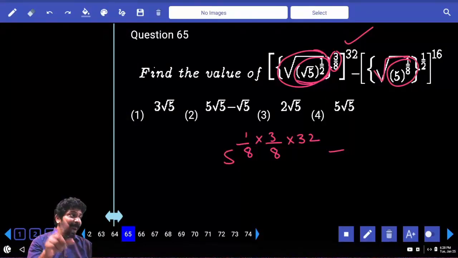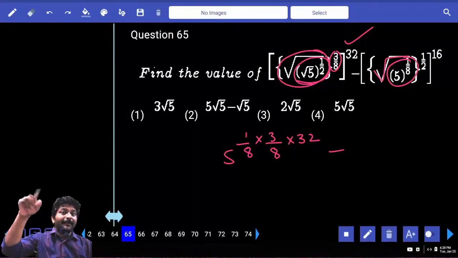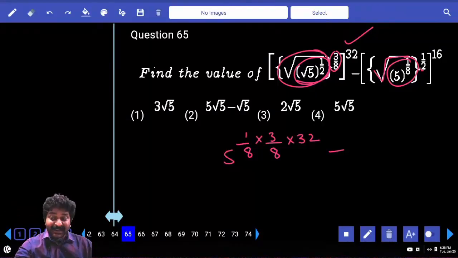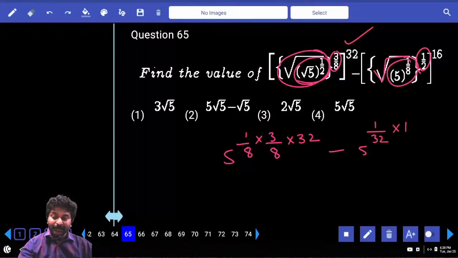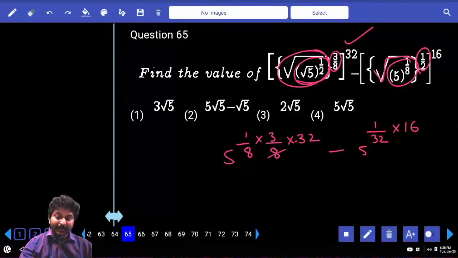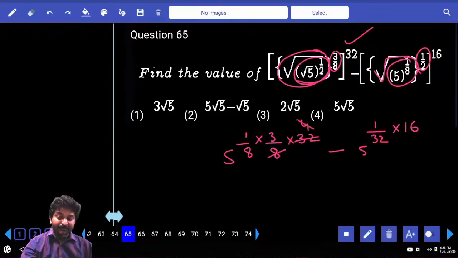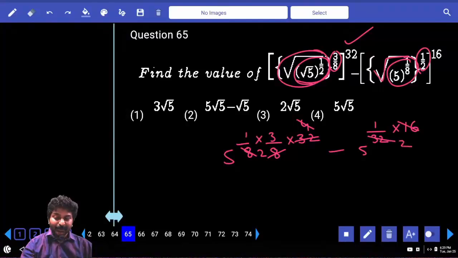Next, minus 5 power 1 by 8 under root value, under root 5 power 1 by 8 to the power of 1 by 2, that is 5 power 1 by 16, again 1 by 2, 1 by 32 to the power of 16, that is 5 power 1 by 32 into 16. 8 how many times? 4 times. 4 how many times? 2 times. 16 how many times? 2 times. That means 5 power 3 by 2 minus 5 power 1 by 2.